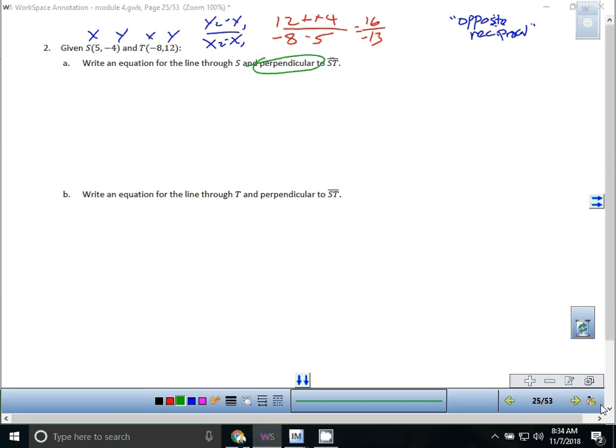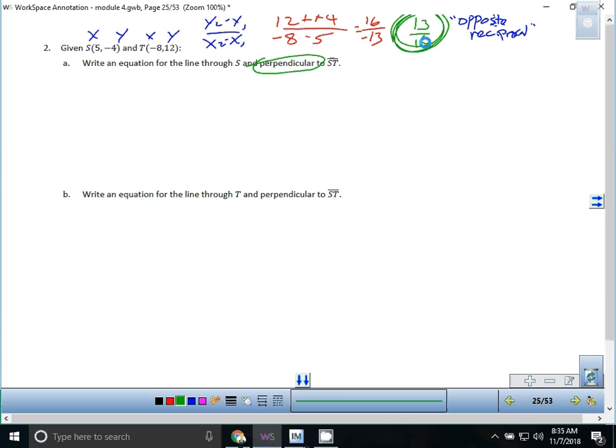Close, not quite. 13. When you think of a fraction, if one of them is negative, the whole thing's negative. So we're going to do positive 13 over 6, if we flip it and change the sign, positive 13 over 6. Circle that one about 100 times, because that's the one we're going to use.